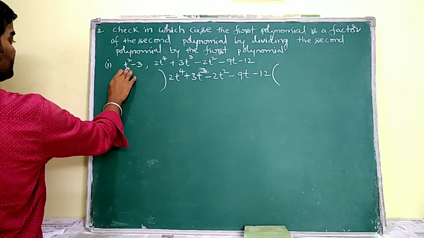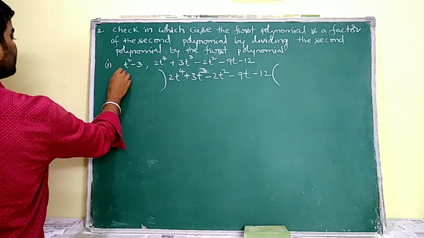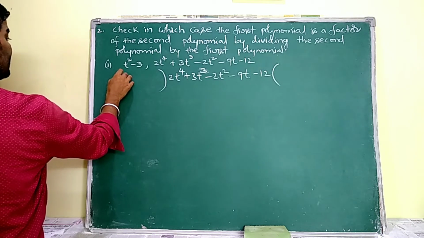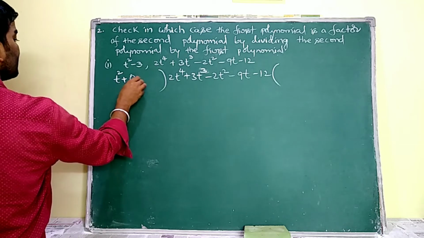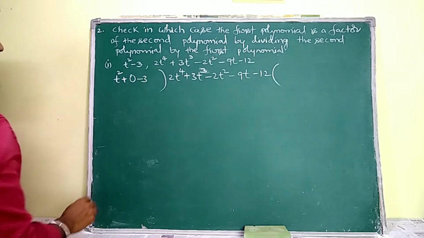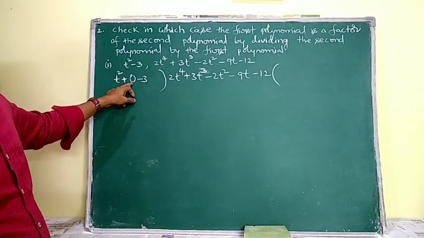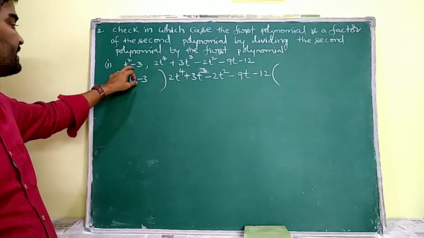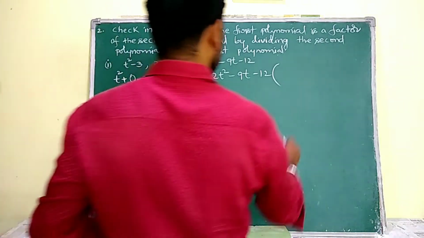Here see ma, after the square term I am having a constant. So here the x term, I mean the first degree term, the t term is missing. So I am going to write 0 in the place of that. It's minus 3. So see ma, square term I am having here, first degree term is missing, so in the place of the first degree term I am writing 0. Now I have to start doing the division process.